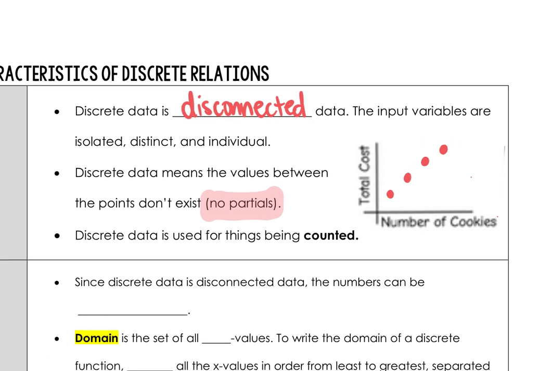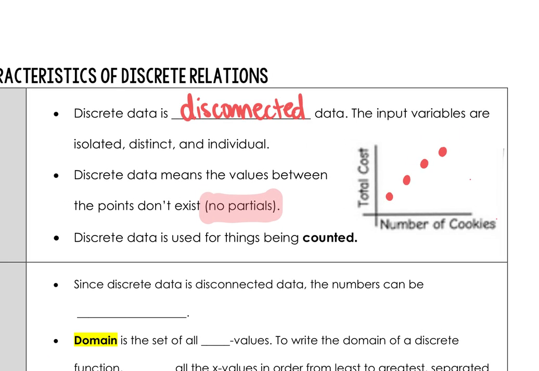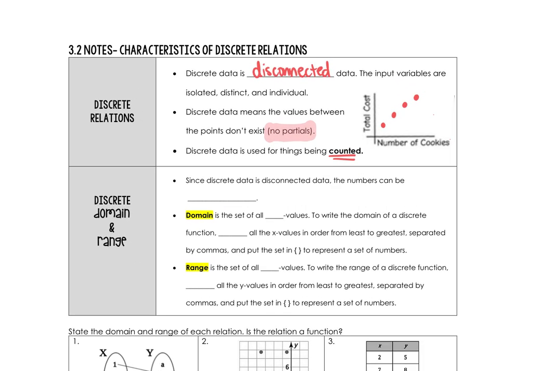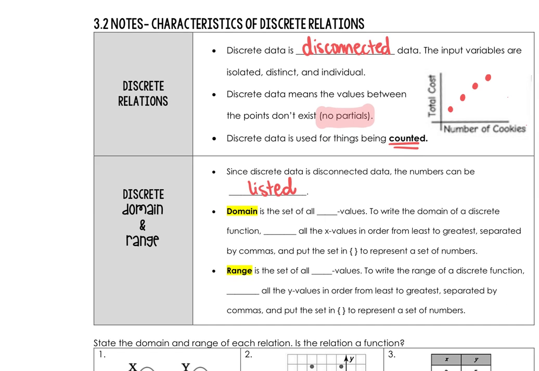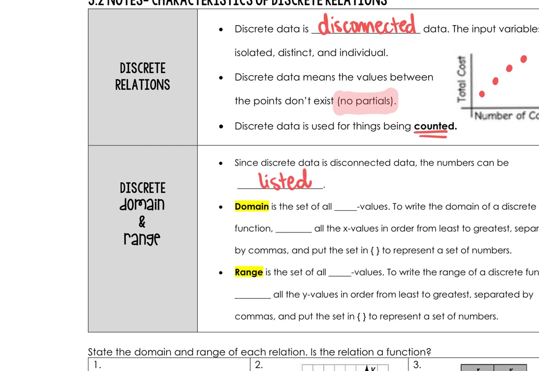Okay? You can think of discrete data as anything that can be counted, right? You can count the number of cookies, you can count the number of students in the school, you can count the number of shirts you have in your drawer. So if the data that you're looking at can be counted, then that's going to be discrete data. All right? Now, since discrete data is disconnected, these numbers can be listed, right? We can list things that can be counted. So the characteristic that we're going to look at with these discrete functions is the domain and range.